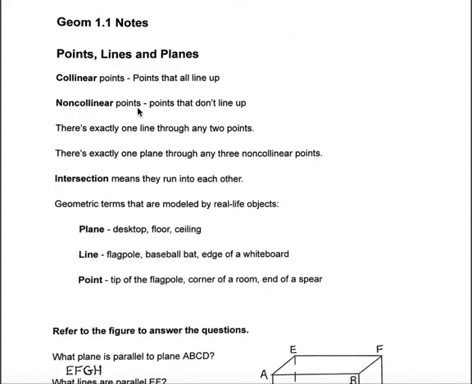Now, non-collinear points, non-co-line, not on the same line, that would be any other 3 points that aren't on the same line. Just think about 3 points in your room. You can take 3 corners of your room or whatever, and you will notice they are not on the same line. So they are non-collinear points. Now, going down here, there's exactly one plane through any 3 non-collinear points. So take those 3 points that you were thinking about in your room, and if you take those 3 and they aren't on the same line, you can draw one plane through those 3 points.